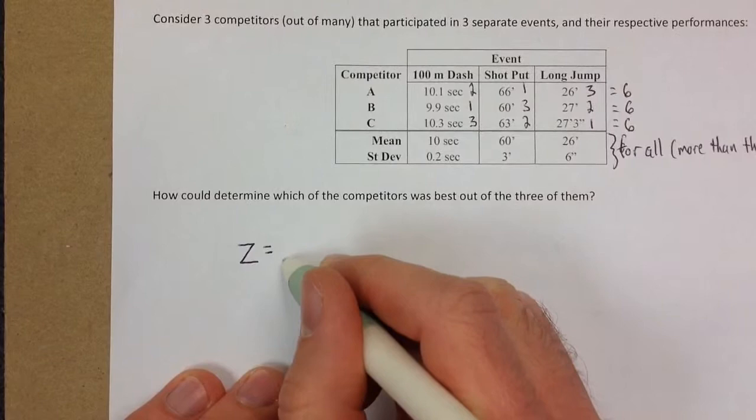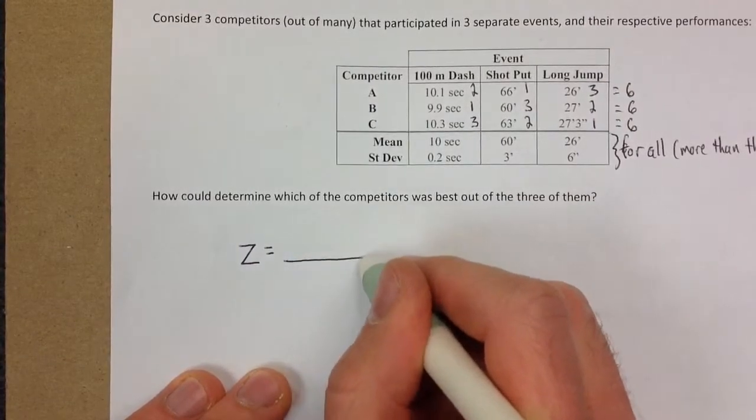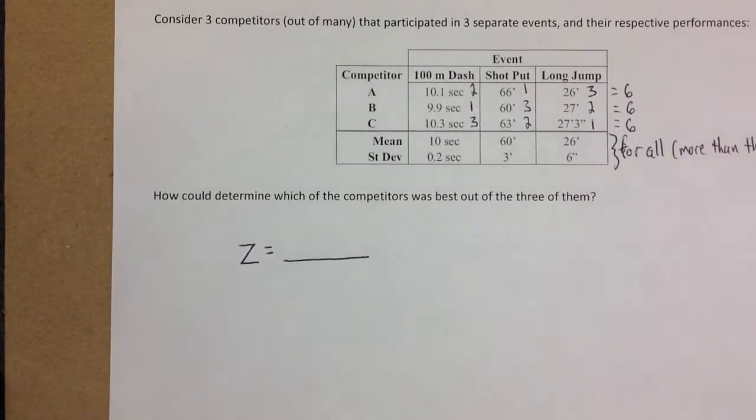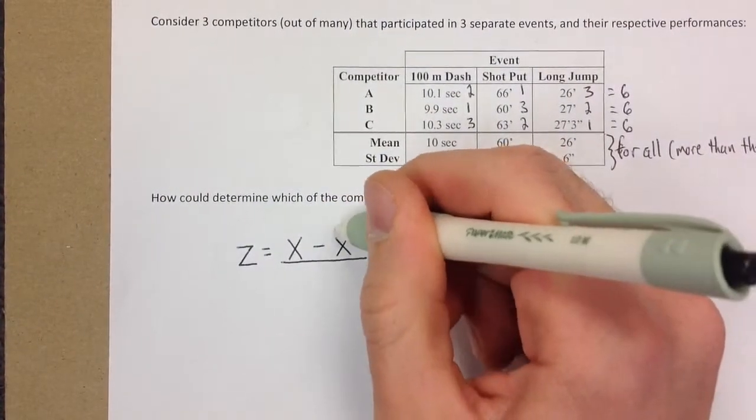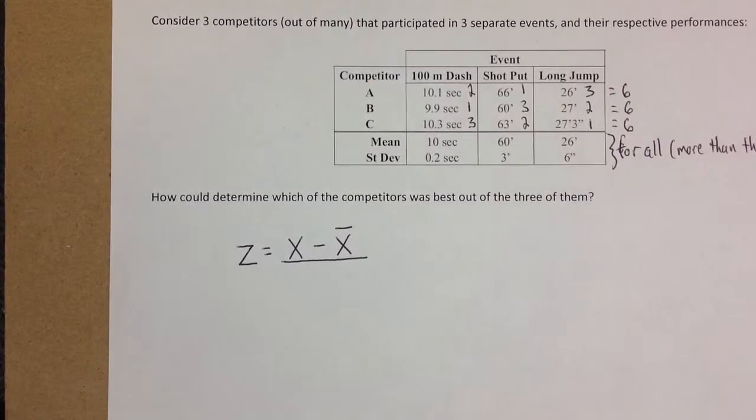This is a simple calculation. You figure out how far the value is from the mean. That's the first step. Okay? So X minus X bar. But that's not good enough. Why?